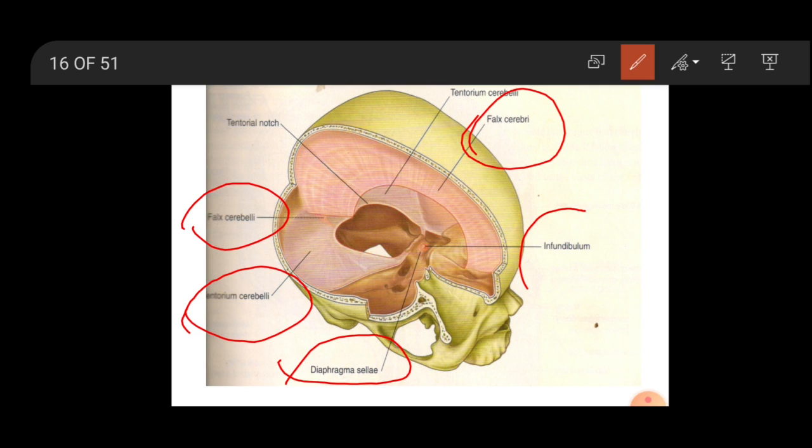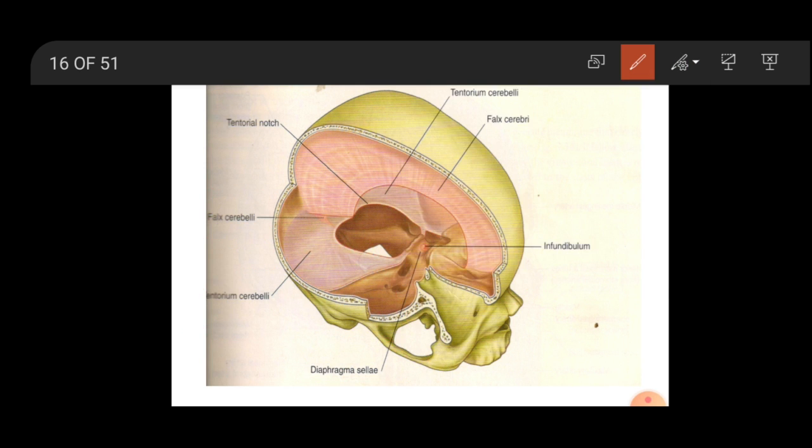You can very well appreciate the tentorial notch in the center. This is the attachment of the tentorium cerebelli, and you can see the attachment here, better appreciated here. This is the posterior clinoid process, the superior margin of the petrous temporal bone, and the groove for the transverse sinus. And this is the junction of the falx cerebri to the tentorium cerebelli.